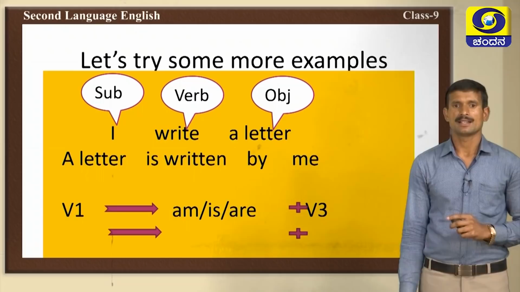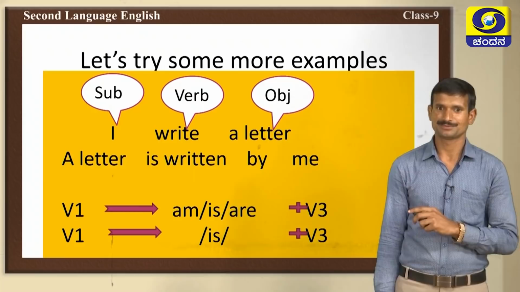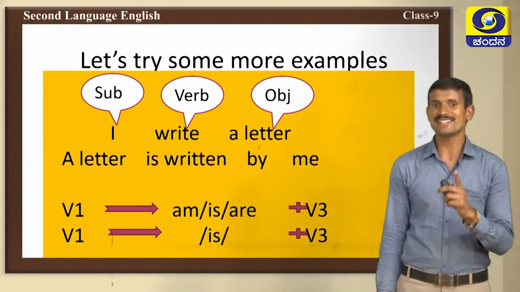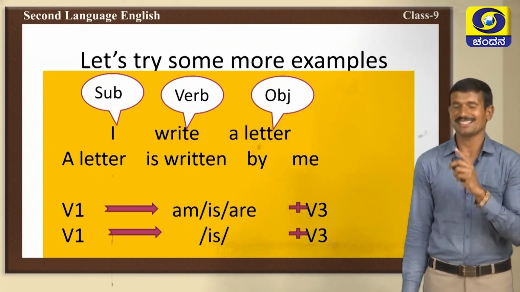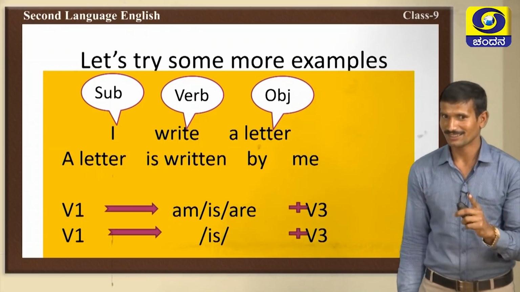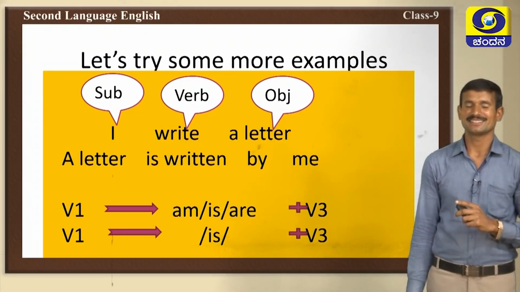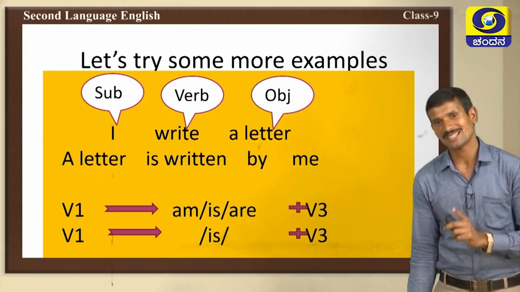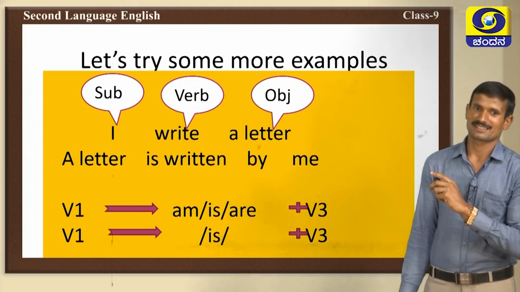Here, what is there? The verb 1 given in the sentence, I write a letter. Observe there. Verb 1 is given, write is verb 1. So, we should use is only. Very good. We have used is because a letter is third person singular and write is verb 1. Then the verb write changes into verb 3, that is written. By preposition we have added, that is very good.